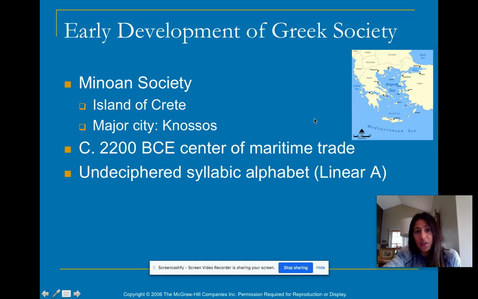They built a major city at a site called Knossos that had really beautiful frescoes, which are like paintings on walls. And they had a vibrant maritime trade network where they traded Cretan olive oil and wine and wool for things with other societies nearby. They even developed a complicated syllabic script. That means it's based on syllables versus each letter denoting a particular sound. That's called Linear A.